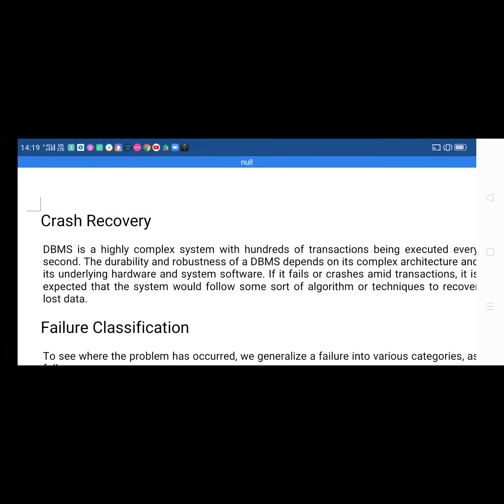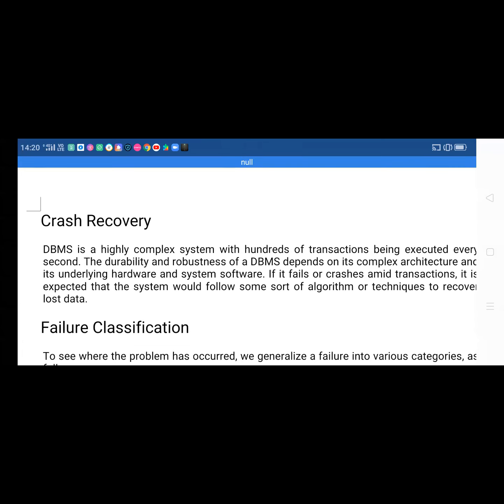Okay, now we discuss what crash recovery is. Actually, it is a property to maintain atomicity and durability. In the exam, questions are asked in different ways. What is the purpose of atomicity and durability? What is the purpose of isolation and consistency? What is serializability? How do we view serializability? The question may be asked in different ways, but the answer is the same.